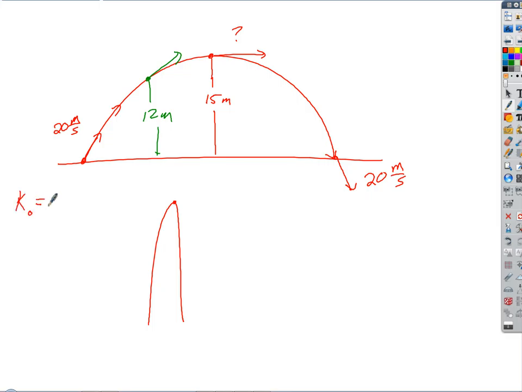Okay, so the kinetic energy, this is our initial position, so we'll call this k sub 0, and that's equal to 1/2 times m times 20 squared, right? Which is the same thing as 200 m. And it's 200 m at the other side, and it's 200 m right here. So k final equals 200 m. I don't know what the kinetic energy equals at the top directly, but I can probably figure it out.